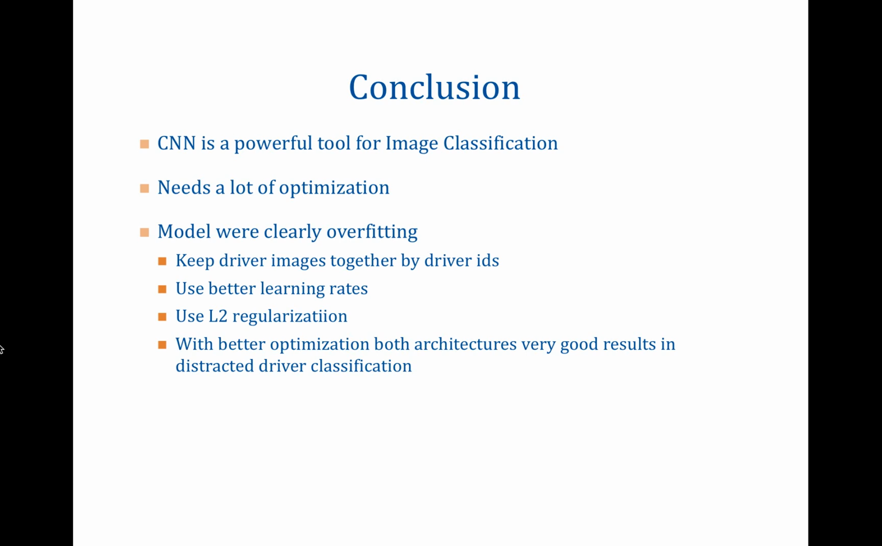And so what we can do is keep driver images together. Say if we have 50 drivers and some images for each driver, then we can set 35 for training and 15 for testing. Something like that would be better, so that the model hasn't seen that driver's images earlier, so it does not get to cheat. Using better learning rates: learning rate is an experimental approach basically, so more experimentation will help in choosing a better learning rate.